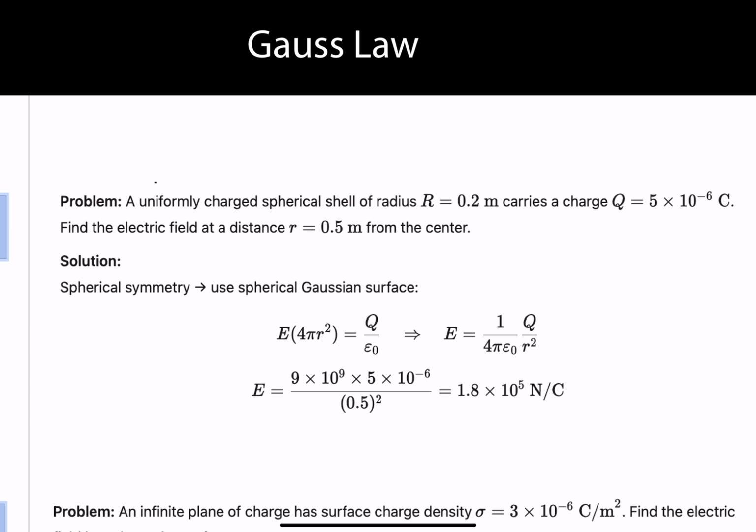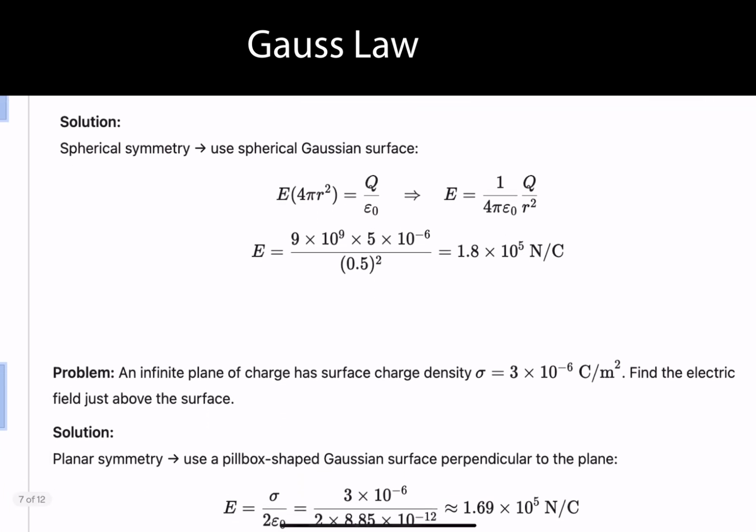If you want to find the electric field at a distance 0.5 meter from the center, that's where we imagine the Gaussian surface passing through. So that's why you only have little r. And then from the last question, you understand this is what we get. When you plug in the numbers, you get the value.